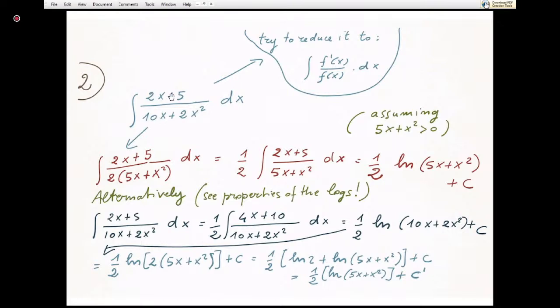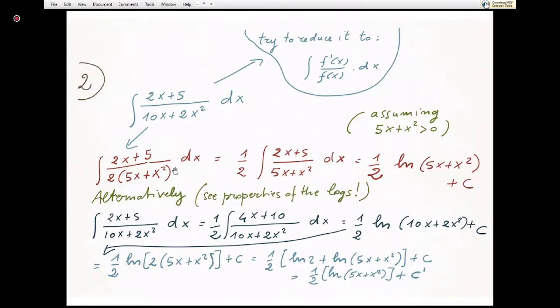So let's start from this one. I regard the denominator as 2 times 5x plus x squared. This way, if I get rid of this 2 by moving it outside, okay, in the numerator I have exactly the derivative of the denominator, okay? So basically, the result is 1/2 times the log of 5x plus x squared plus c, okay? So this is my result, assuming of course that 5x plus x squared is a strictly positive quantity. Otherwise I should put here a modulus sign.